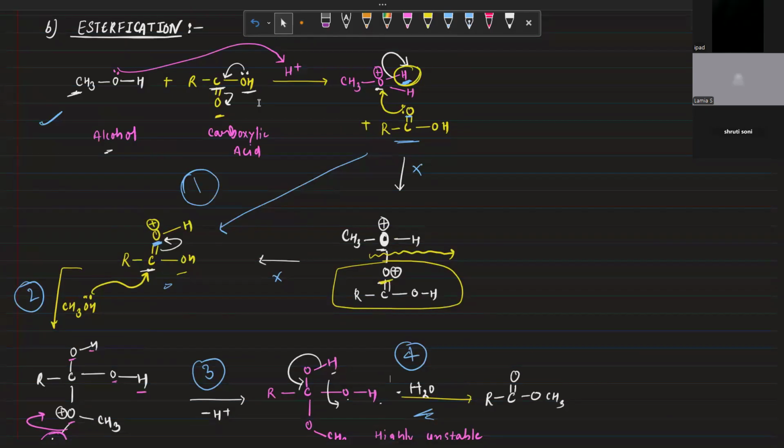Okay, I think I have it. So step 1 is generation of electrophile. And then number 2 is attack of nucleophile. And then number 3 is deprotonation. And number 4 is dehydration.